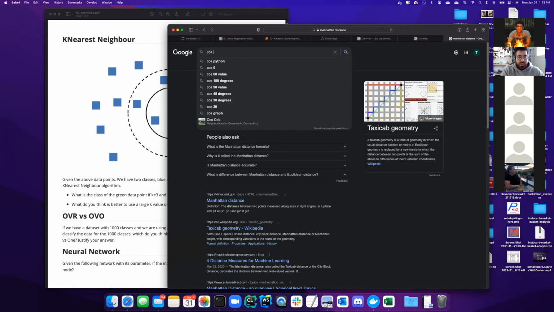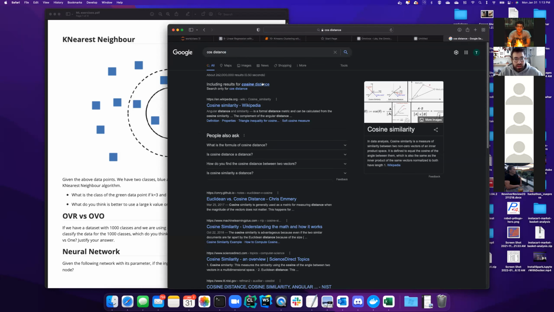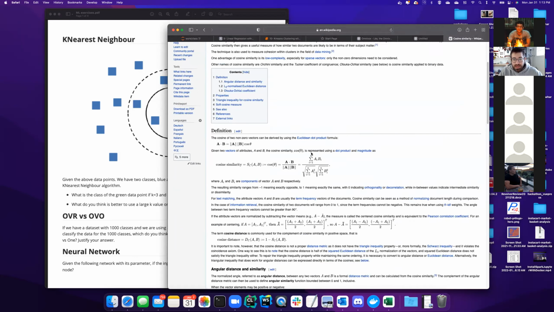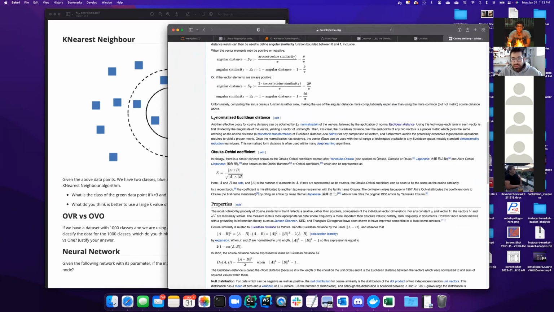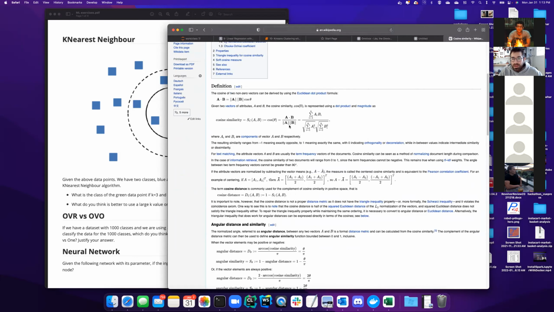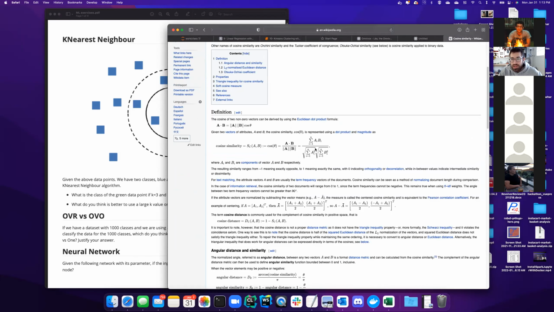The one that is usually used with big data is the cosine distance or cosine similarity. This is a bit more complex, but it is usually used more with higher dimensions than Euclidean distance.